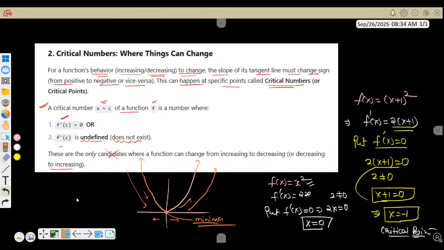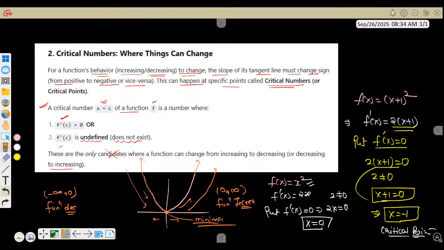So you can say that from minus infinity to 0 the function is decreasing, and from 0 to positive infinity the function is increasing. You got it?